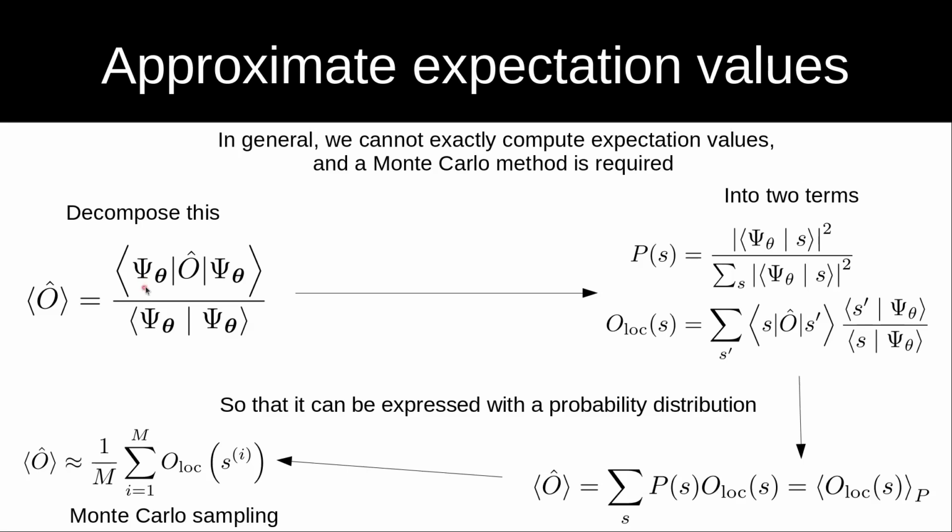So an expectation value between the ground state, the specific operator, and the ground state. And then you can do a little bit of algebra and actually decompose this term onto two different terms. One term that looks like a probability distribution, namely that is always positive and it's likely going to be peaked around some very specific part of your Hilbert space.